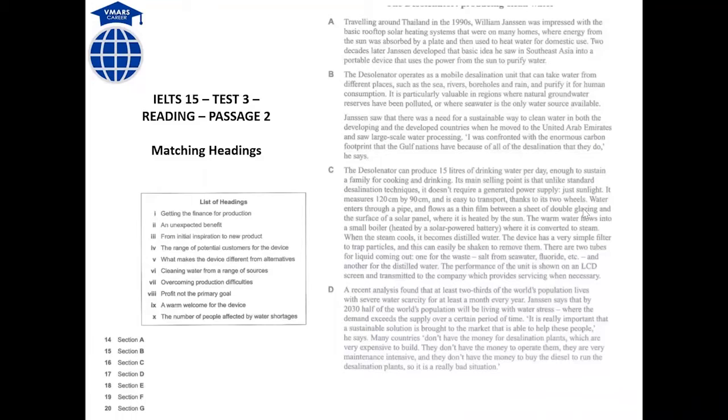Let's do these matching headings, and I have taken this passage from IELTS 15. The book is IELTS 15 and it is from test 3, passage 2. If you see, on one side you have the list of headings, and on the other side you have the passage which has certain paragraphs in it, but you don't find the same in the book. However, I have put it into a slide, and that's how you can see your headings and the paragraphs all together. So using the first way, which is elimination.